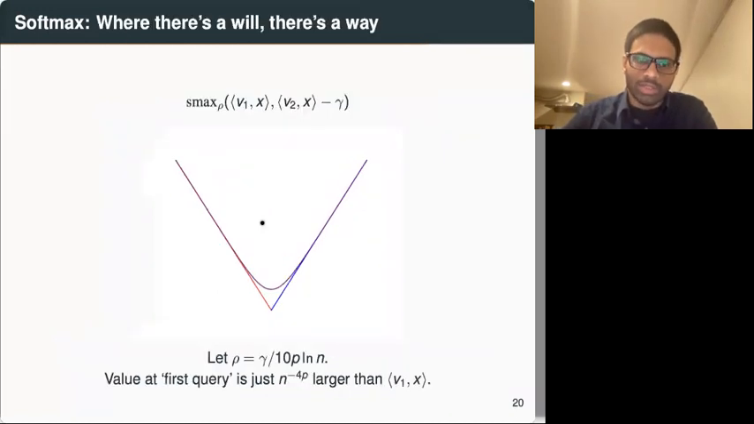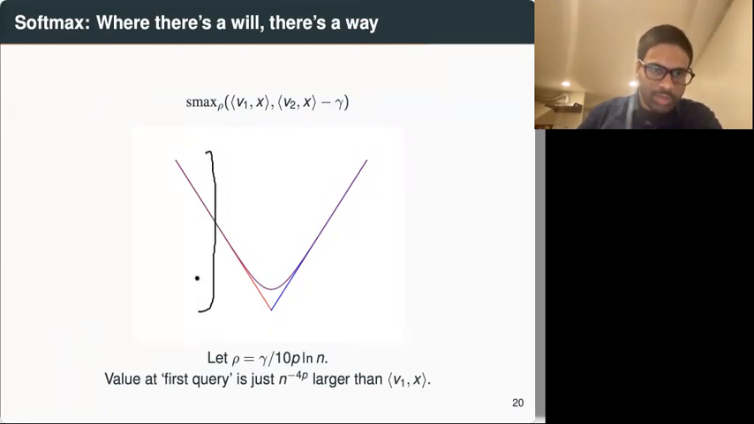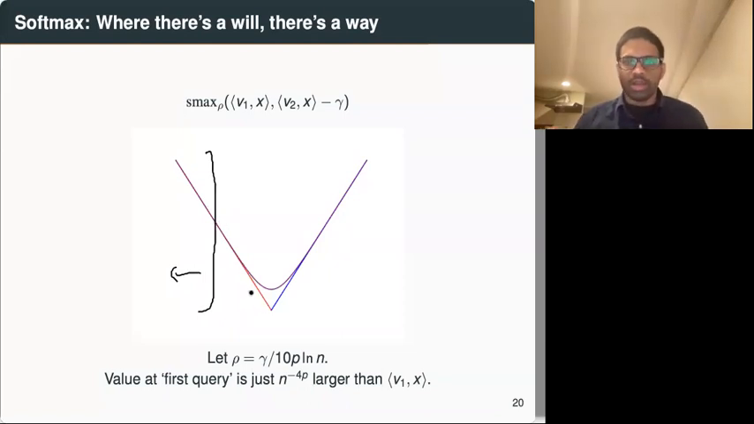But there is still a way to use it such that it doesn't do that. For that, let's set rho to be much smaller than gamma, say gamma by 10p log n. This means that in the places where the first query is happening, since the red plane is omega gamma larger than the blue plane, the purple value is very slightly larger than the red plane. It's just like n to the minus 4p larger than the actual value of V1 inner product x.